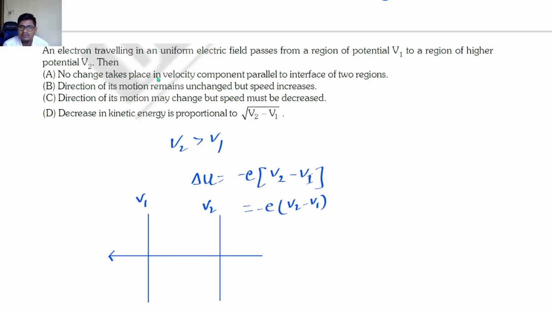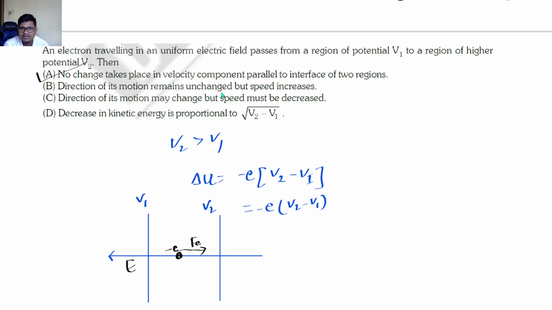It is saying no change takes place in the velocity component parallel to the interface of two regions. Now the force that the electron will experience at any moment is in this direction. This is the force experienced by the electron because it is a negative charge, so it will experience force opposite to the electric field. Now this force has no component in a direction perpendicular to this electric field, meaning along the interface of the plane there is no component of this electrostatic force. That means no change takes place in the velocity component parallel to the interface of the two regions. So that is right, no problem.